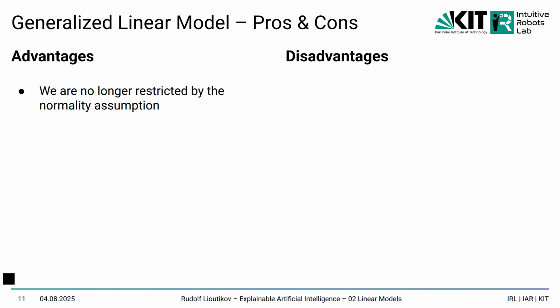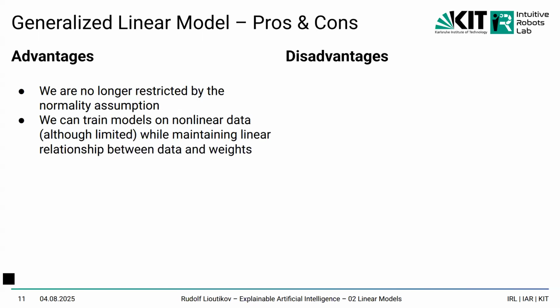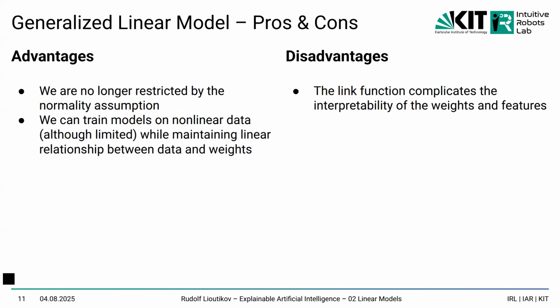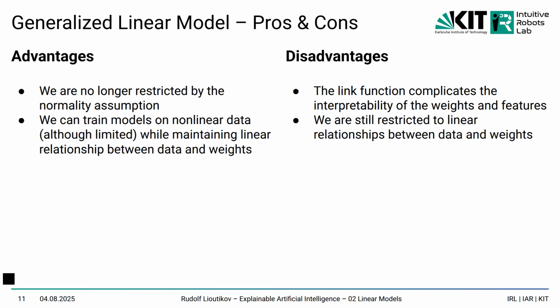So we can actually model data that is non-normally distributed around the line that we're trying to match. We can train models that are, as I said, nonlinear. The disadvantage is that the link function introduces significant additional complexity, so this is a little bit of an issue. And we're still restricted to this linear relationship between the parameters and the function itself, the data and the weights.